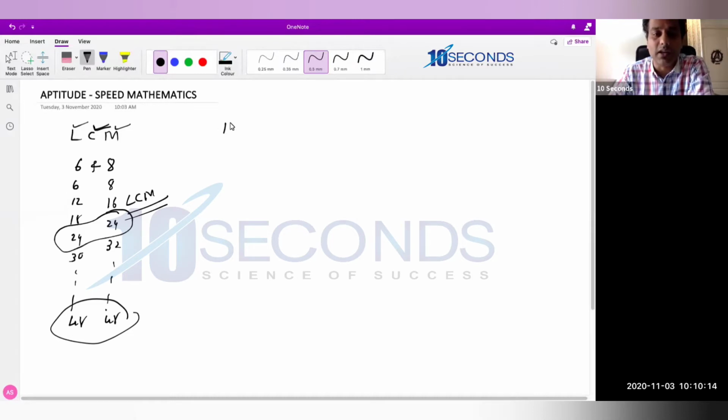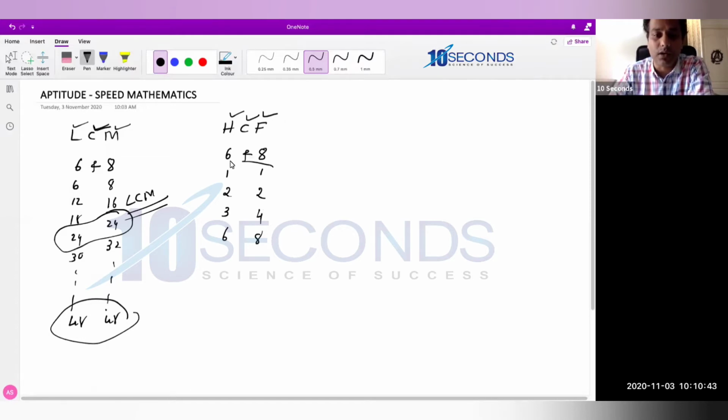Now HCF: factors, common factors, highest common factor. First, let me take the example of 6 and 8. 6 is divisible by 1 by default, divisible by 2 also, divisible by 3, divisible by 6. If I take 8, divisible by 1 by default, then 2, 4, 8. We are done with factors.